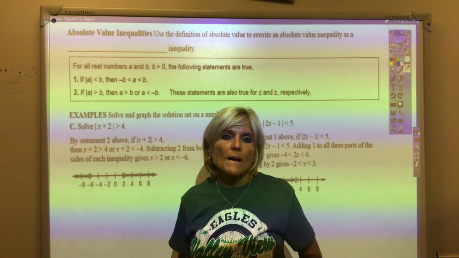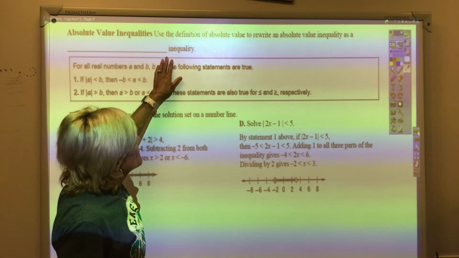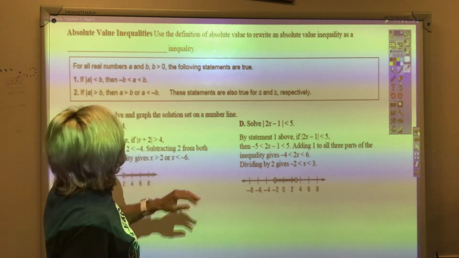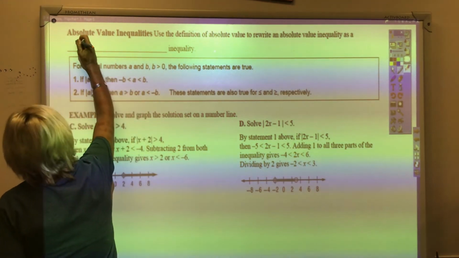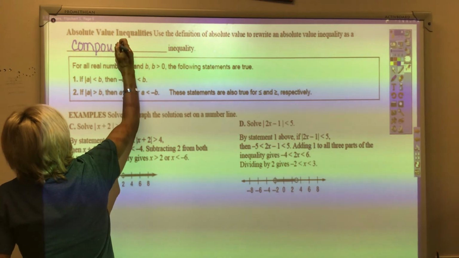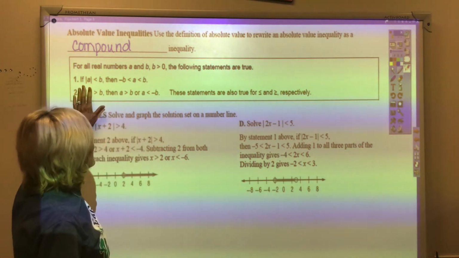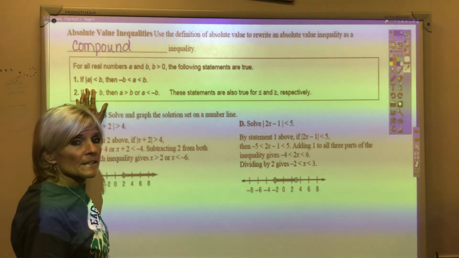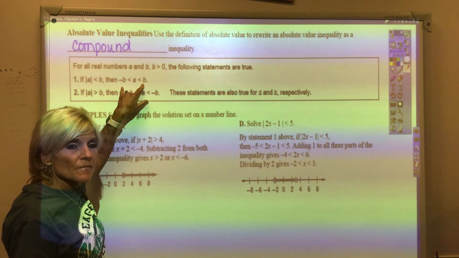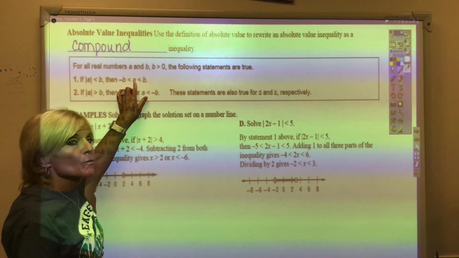Okay, we can use compound inequalities that are also absolute value inequalities. Use the definition of absolute value to rewrite an absolute value inequality as a compound inequality. So we're going to use this rule. If the absolute value of A is less than B, then we've got the intersection, the AND inequality, where A will be greater than negative B and A will be less than B.